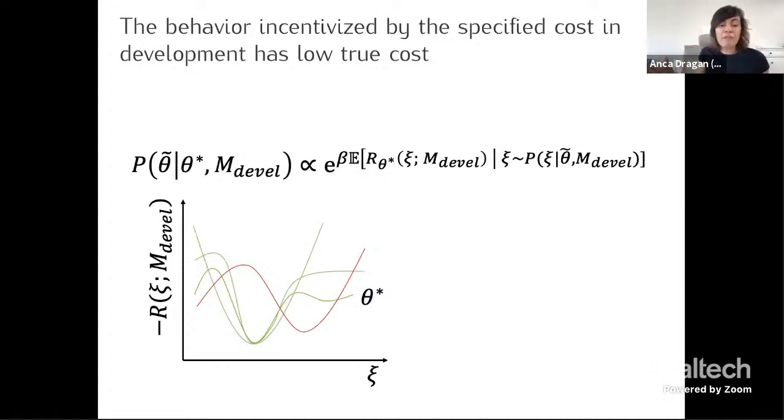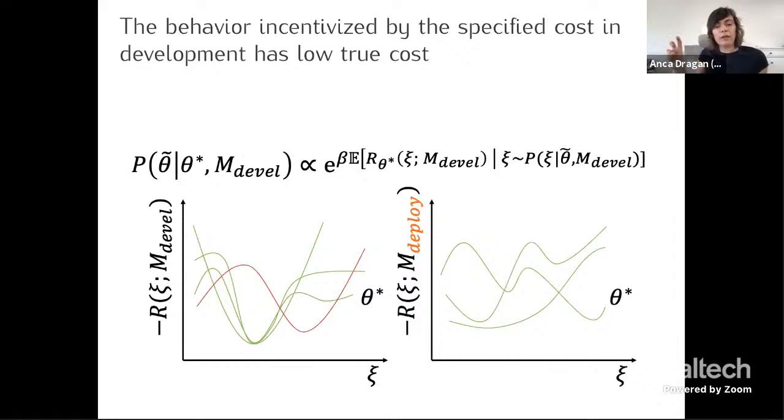But there might be a lot of other ones that agree with theta star in M_dev. And this model says, you know what, the designer might actually go for one of these because they don't have a way to disambiguate, because they're just thinking about M_dev. And then if that correlation breaks at test time, at deployment time, right? If all of these green ones now all of a sudden produce different optima, this is where the problem is.